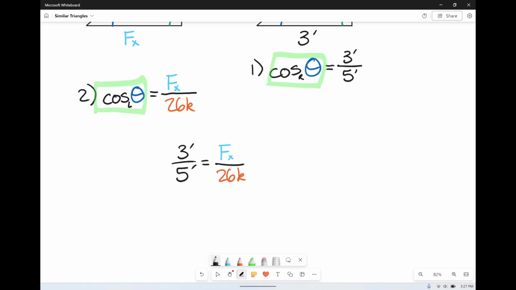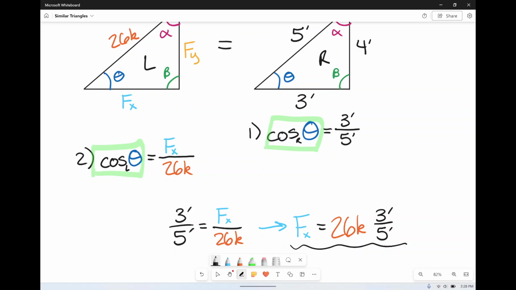Technically, I'm going to try and give it to you in multiple different ways. And obviously, we can actually finish this off. We can just say what we're going to get from here is that Fx is going to be equal to 26 kips times this 3 foot to 5 foot ratio, right? This is the end goal.